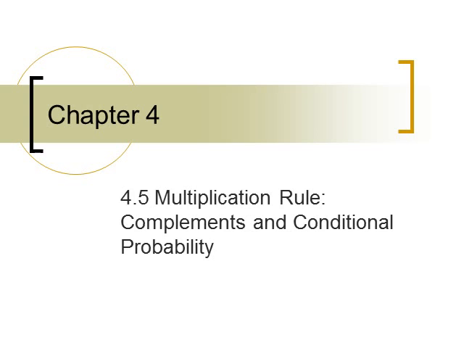In Lesson 4.5, we're going to discuss some special types of applications of the multiplication rule in probability. We're going to look at conditional probability and then also how we can use complements to help us solve probability questions easier.